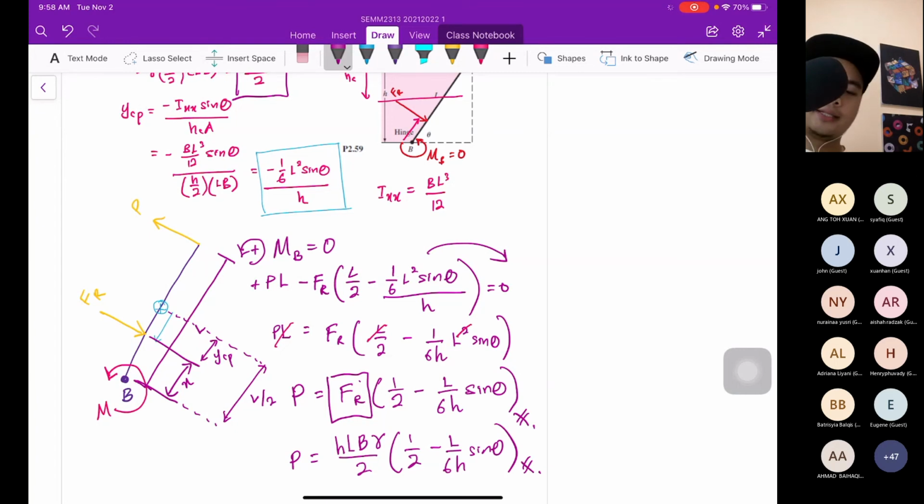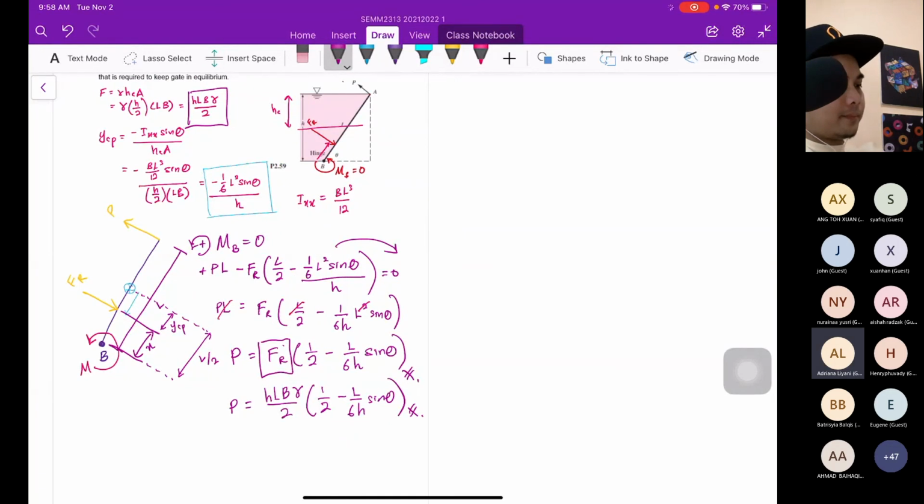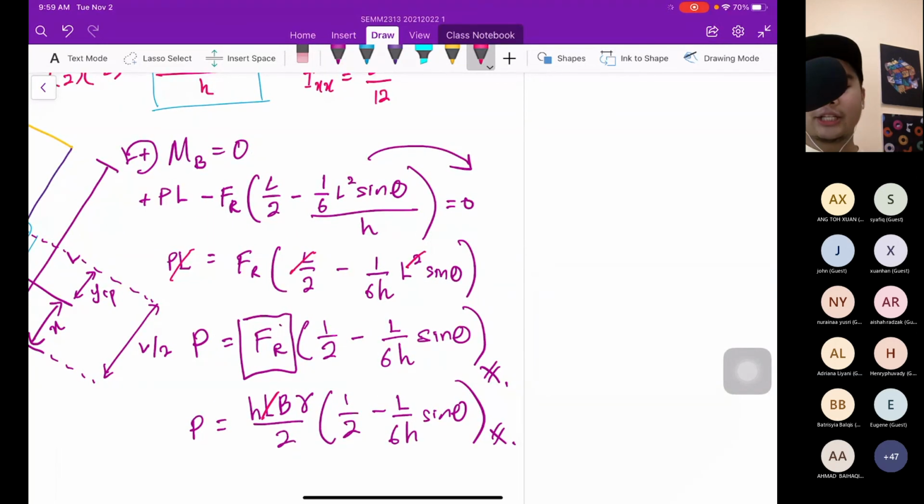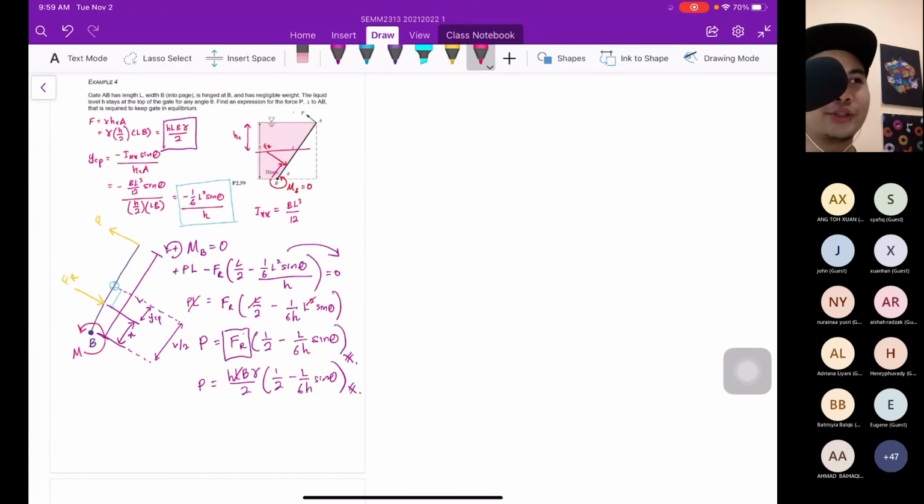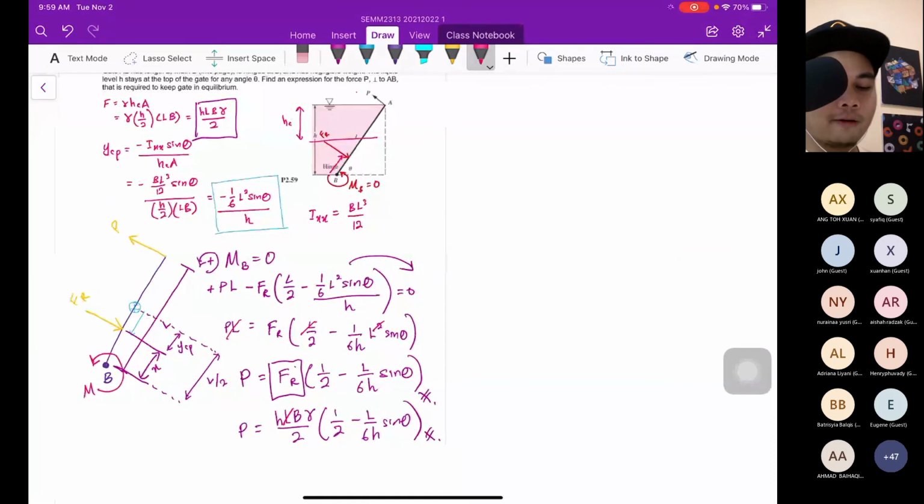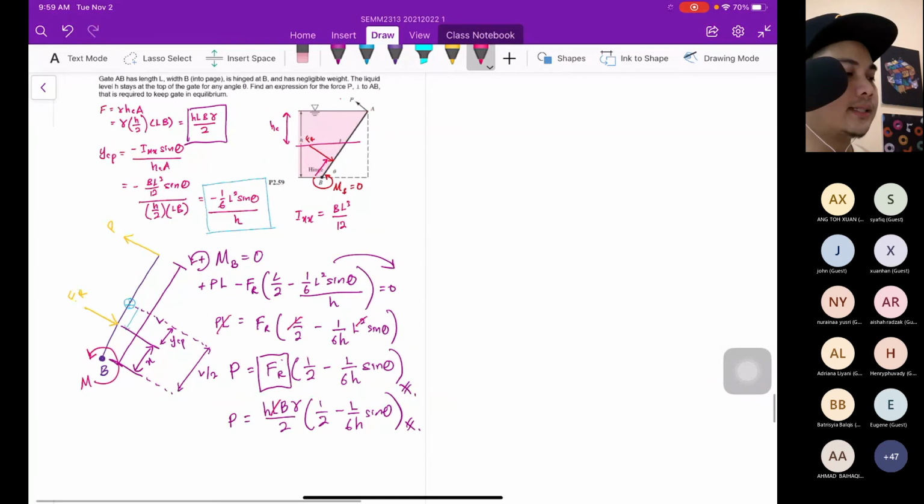Okay, that's it. Any question? Yes, in FR there is also L, right? So it should cancel too? Where? FR has L, correct. Good, it's lucky you noticed. Cancel, so what remains is H B gamma. Thank you, Adriana. Anything else? Once you look at this, you understand the principle: calculate the F, calculate the YCP, and apply the moment if this is static.